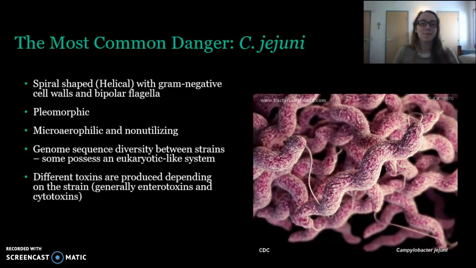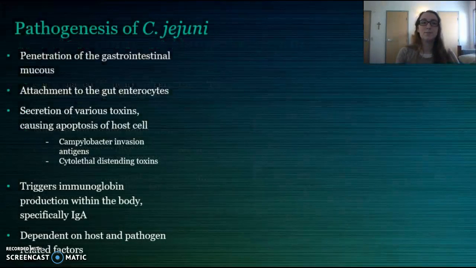sustainable for the bacteria. Depending on the strain of bacteria, the genome sequence can also show different diversity, and some of them even have eukaryotic-like systems. And then, of course, the different toxins also depend on the strains. So different strains will produce different toxins, but in general, they're going to be enterotoxins and cytotoxins.